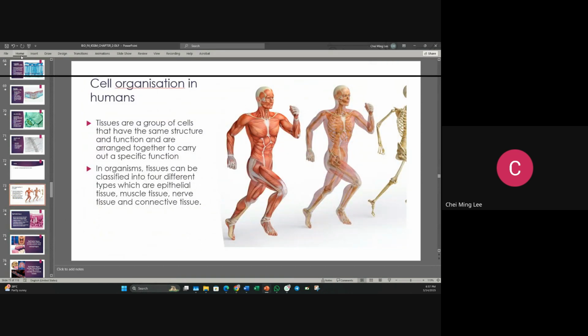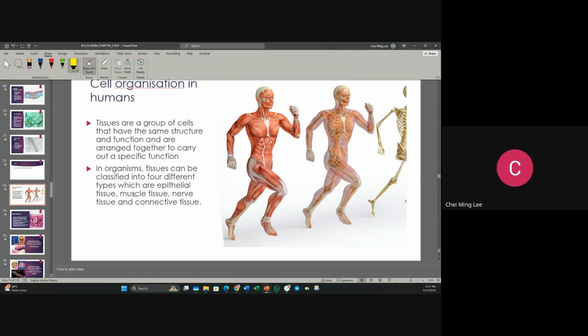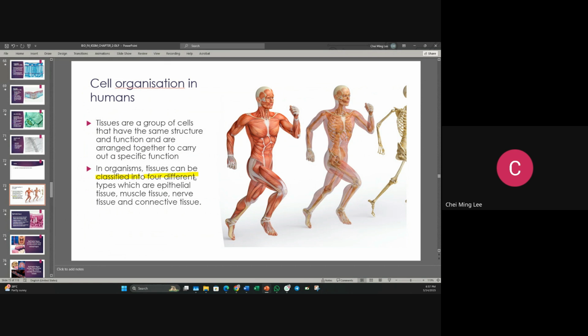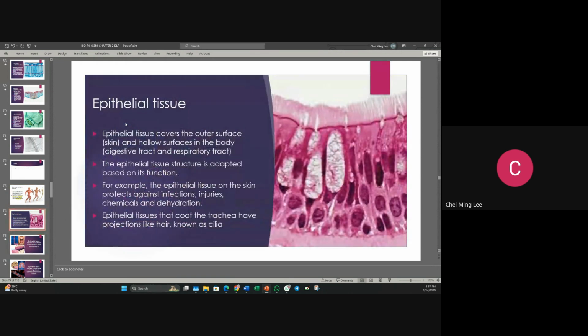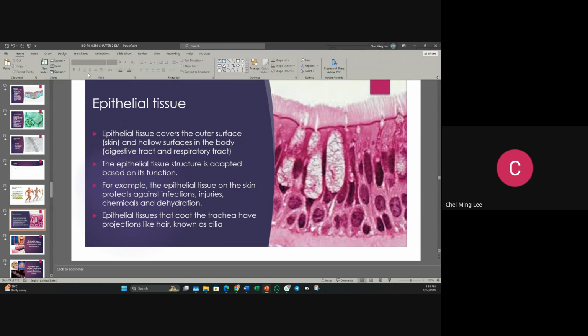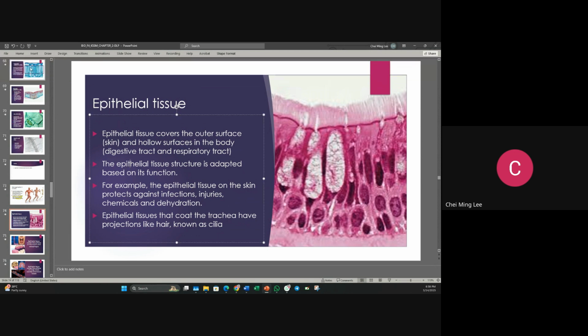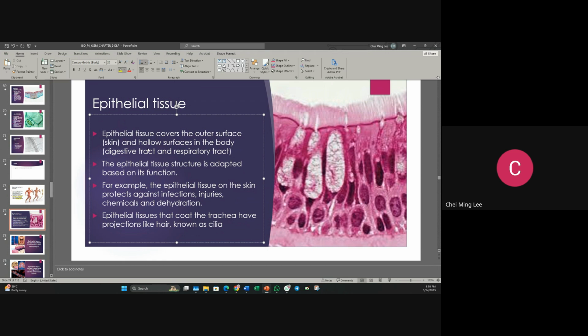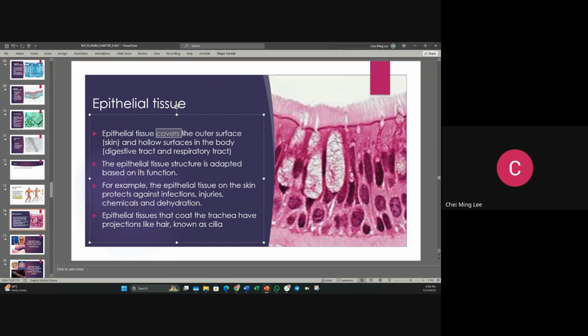Okay, they have the same structure, so they can be classified into 4 different types, like I said: epithelial, muscle tissue, nerve tissue, and connective tissue. But no need to copy. So the first one, epithelial tissue. Epithelial tissue covers the outer surface and hollow surfaces in the body, like your digestive tract.